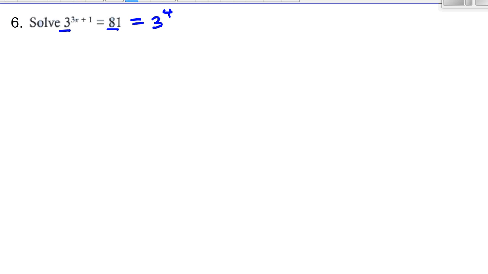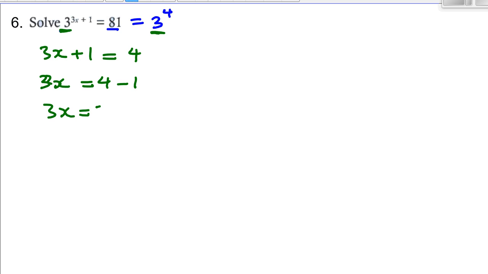I have 3 to the power something and 3 to the power something, which means that those exponents should be equal. So 3x plus 1 should be equal to 4. And when you solve this, we'll end up with 3x will be equal to 4 minus 1. So 3x will be equal to 3, which means x will be equal to 1.